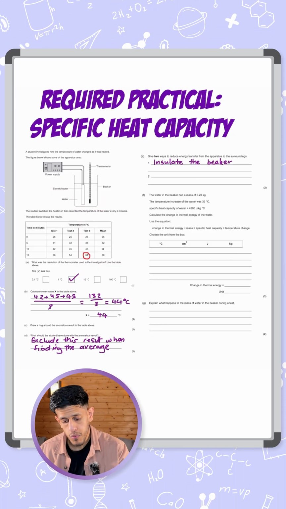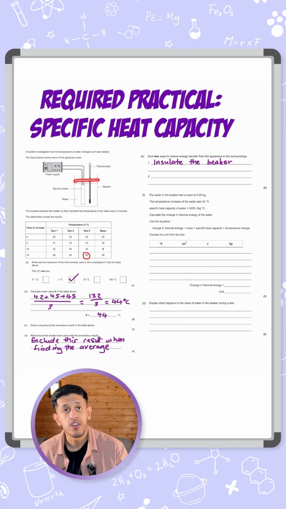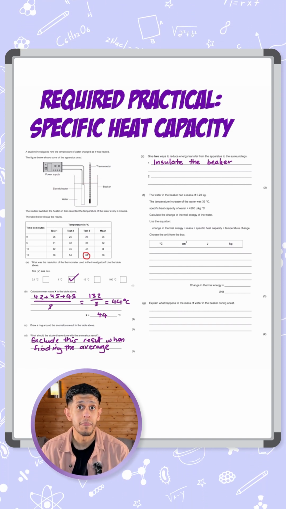And for the second mark, if we want to protect from water escaping from the top of the beaker, we can simply put a lid on top of the beaker. So I'll say put a lid on the beaker for the second mark.